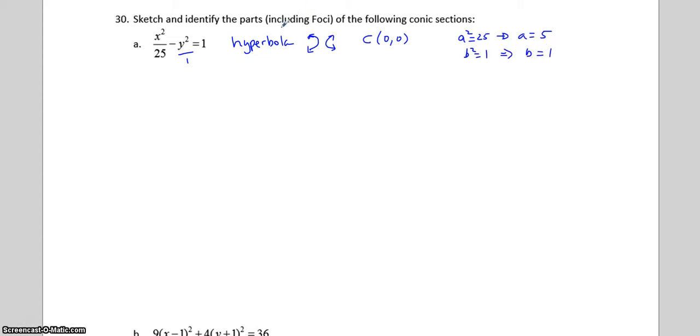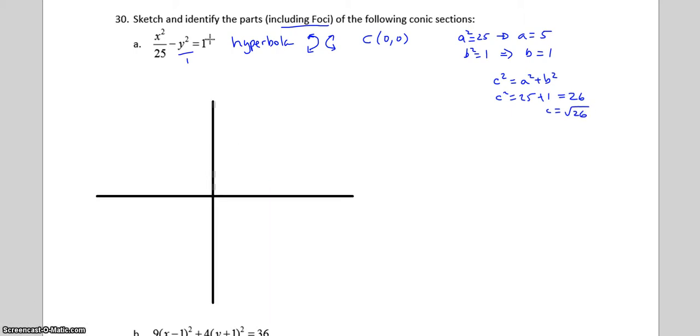We're asked to include the foci in our sketch too, so we're going to need C. Remember, for hyperbolas, the foci are outside the box, so C squared is going to be the biggest of the two, and that's how I like to remember this relationship as opposed to the ellipse version. So C squared is 25 plus 1 equals 26, and C will be root 26.